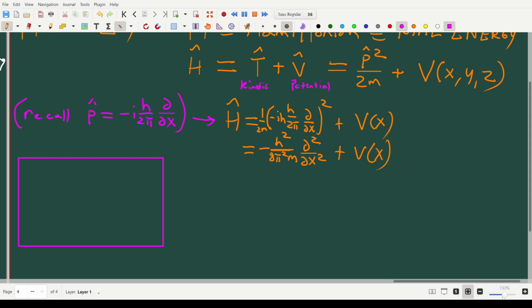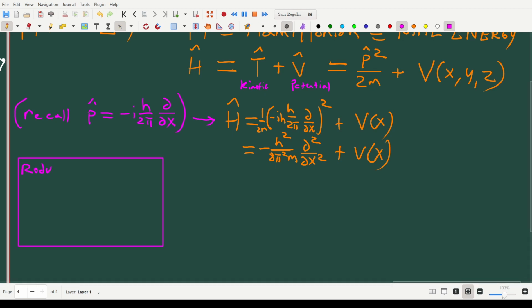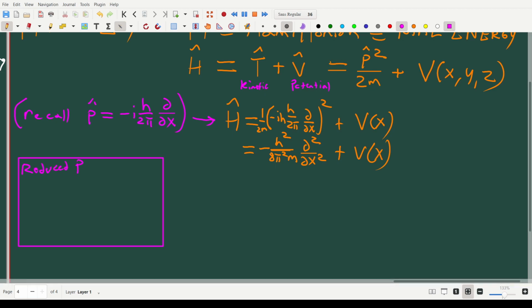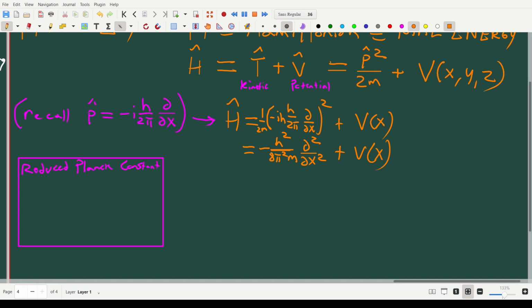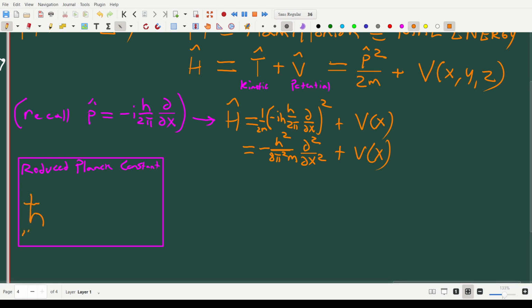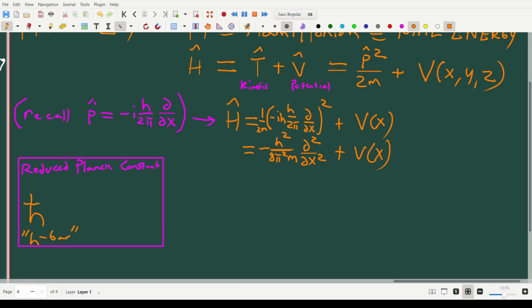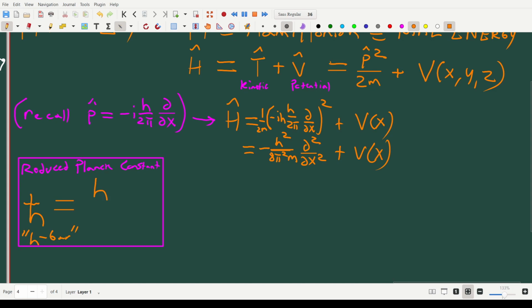And so I'm going to introduce a simplification called the reduced Planck constant. It's going to be called h bar, as it's an h with this little bar through it. And everyone calls it h bar, okay? No one ever calls it the reduced constant. Everyone calls it h bar. And this is Planck's constant h divided by 2 pi, okay?